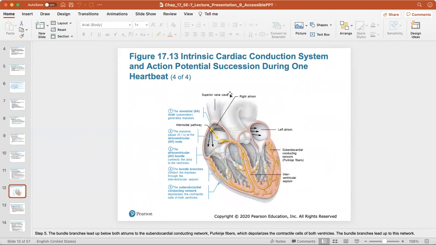So this shows the way that the impulses travel through the heart. And remember that these are the electrical impulses that will cause the atria and ventricles to contract. So we need the electrical impulse to cause contraction of both chambers. So you should know the order of these electrical impulses.